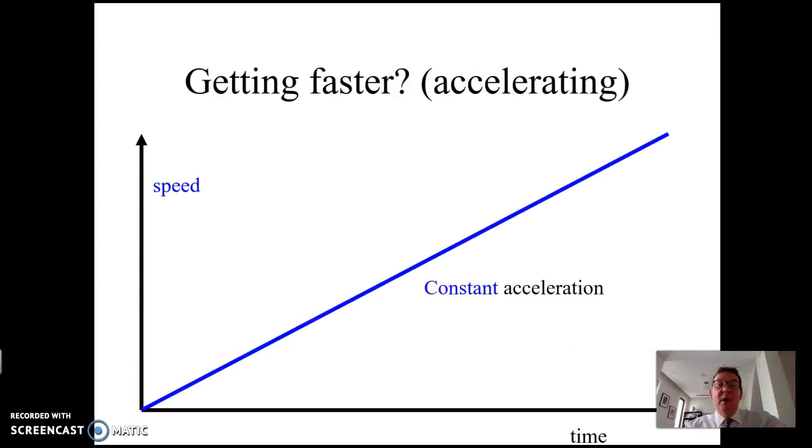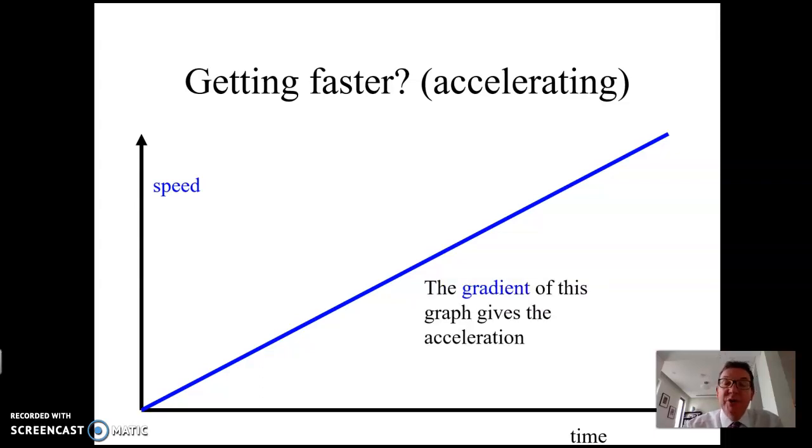If it's slower, it's going to be lower. If it's going faster, now this is a special case of what we call constant acceleration. Every second, the speed is increasing by the same amount. So when you drop something, the acceleration due to gravity is 10 meters per second squared. Every second, the speed increases by 10 meters per second.